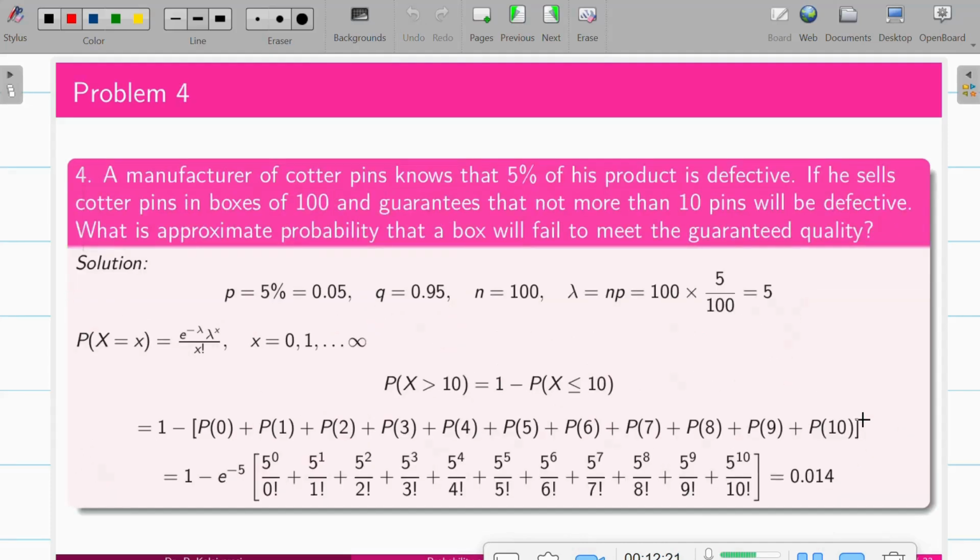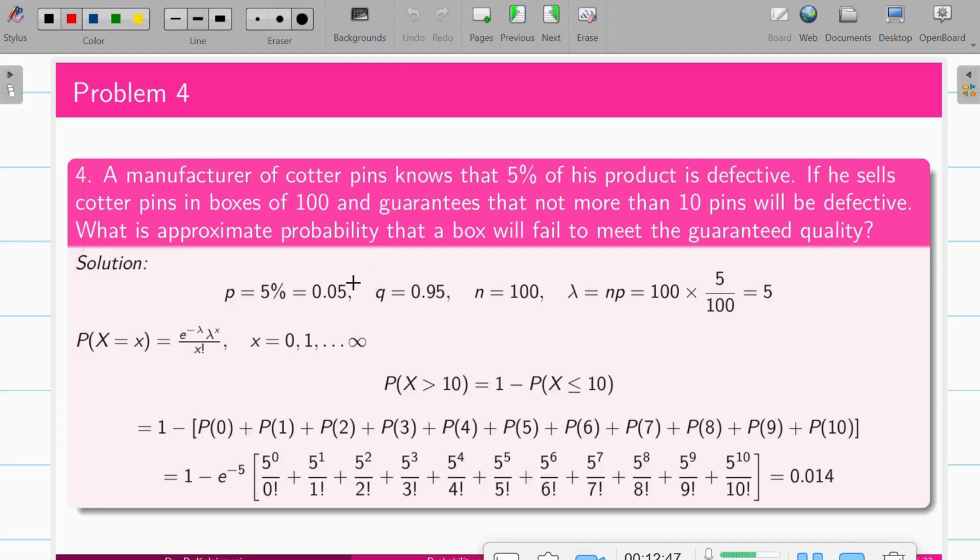So coming to the next one, a manufacturer of a quarter pin knows that 5% of his product is defective. If he sells a quarter pin in a box of 100 and guarantees that not more than 10 pins will be defective, he guarantees, okay. So what is the approximate probability that a box will fail to meet the guaranteed quality? So the guaranteed quality is not more than 10 pins are defective. So what's the probability that it will fail?